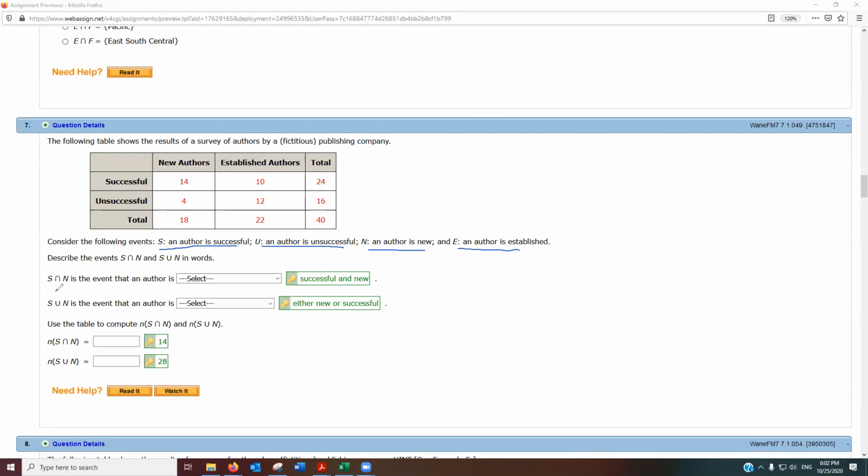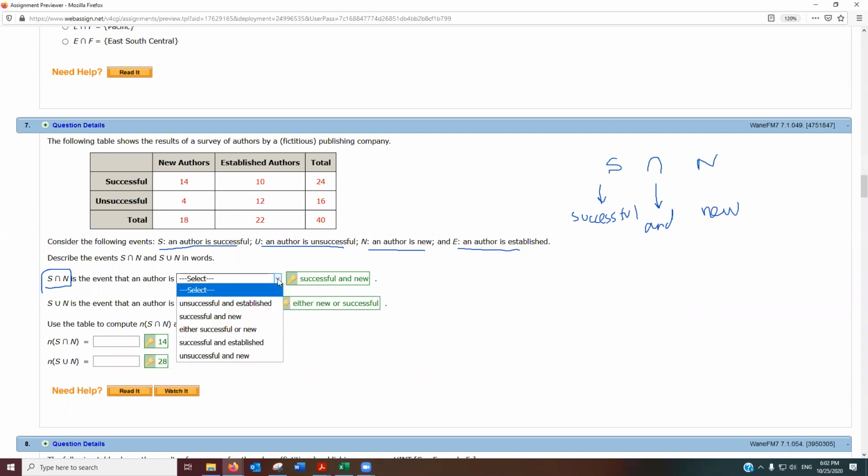All right, now here they say S intersection N. Well, I know intersection is the word and. S is the author is successful. The letter N is the set that the author is new. So really, when I go to this drop-down menu here to pick my answer, successful and new is the correct answer on that one.